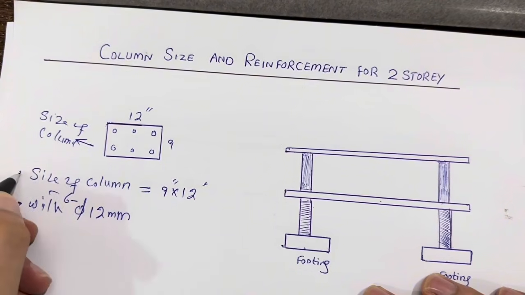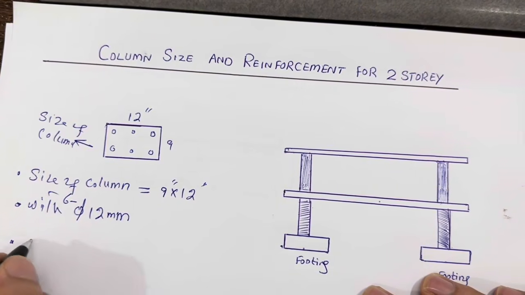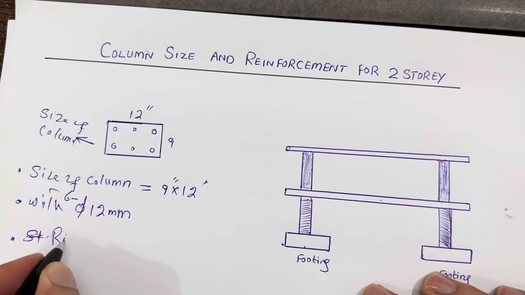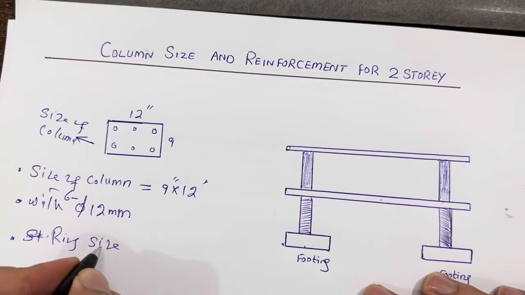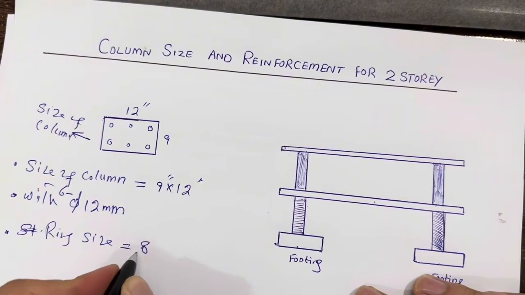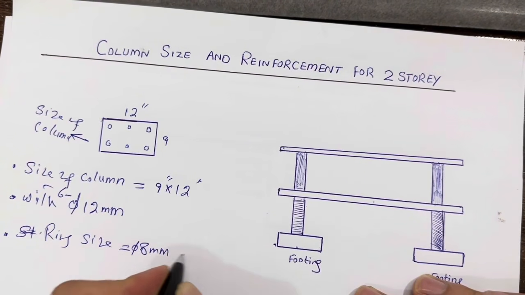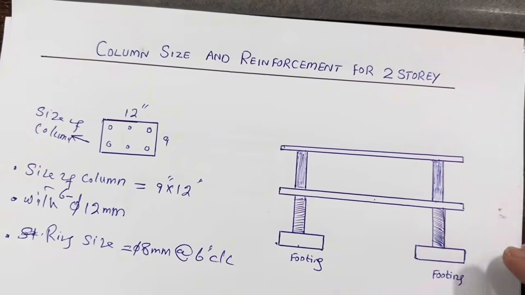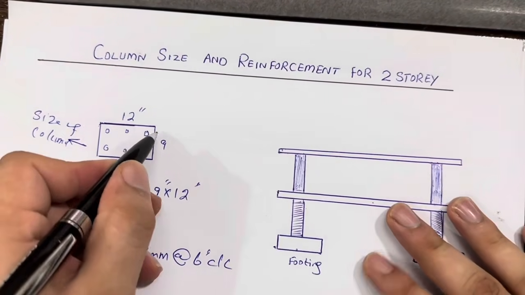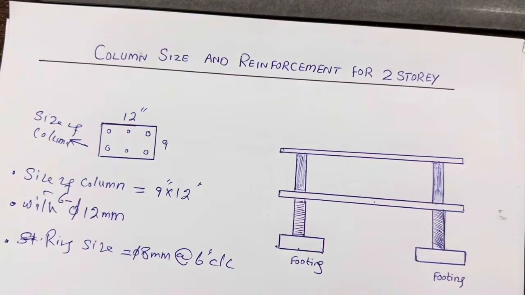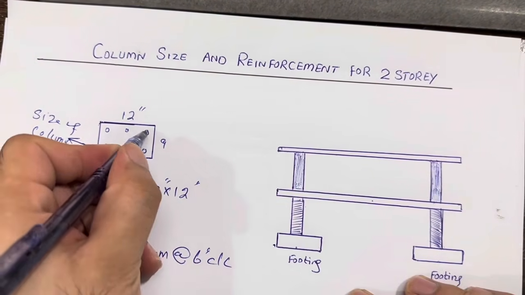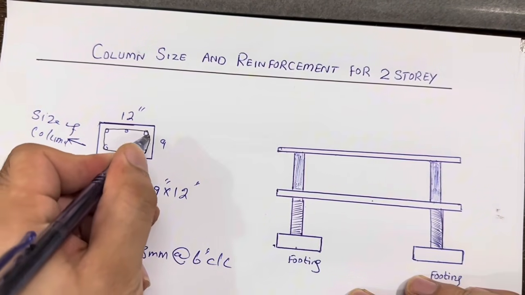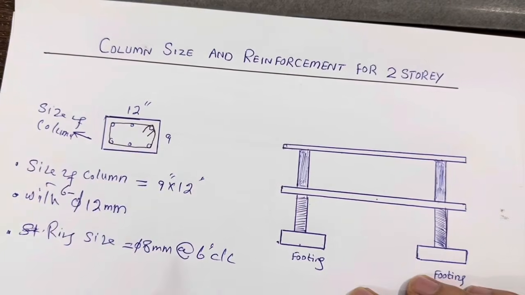Next guys, remember one more thing. You can see the ties or stirrups, you can say, but I will tell you the ring size. The ring size should be 8 millimeter with the spacing of 6 inches center to center. So this is for ring size. So let me create a ring for this. Let me use the black color. Like this guys, you can see this is the ring, and here the hook should be provided.